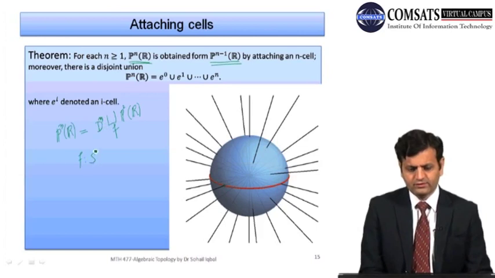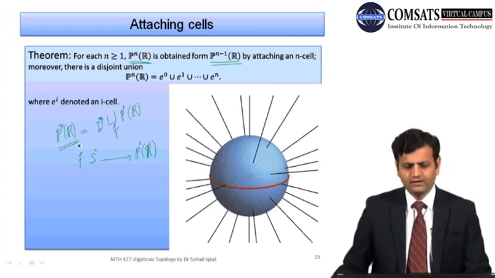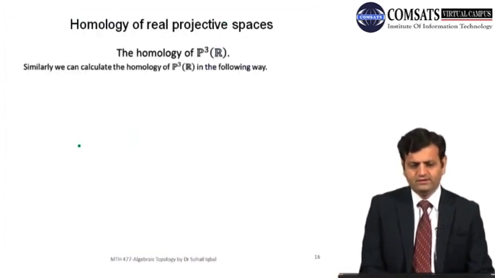This is going to be S2, so I need a continuous function from S2 to P2R. If I have a continuous function from S2 to P2R, then I can attach D3 with P2R, and if I can attach this thing, I can define P3R. Okay, so let's see how we can use this discussion to calculate the homology of P3.